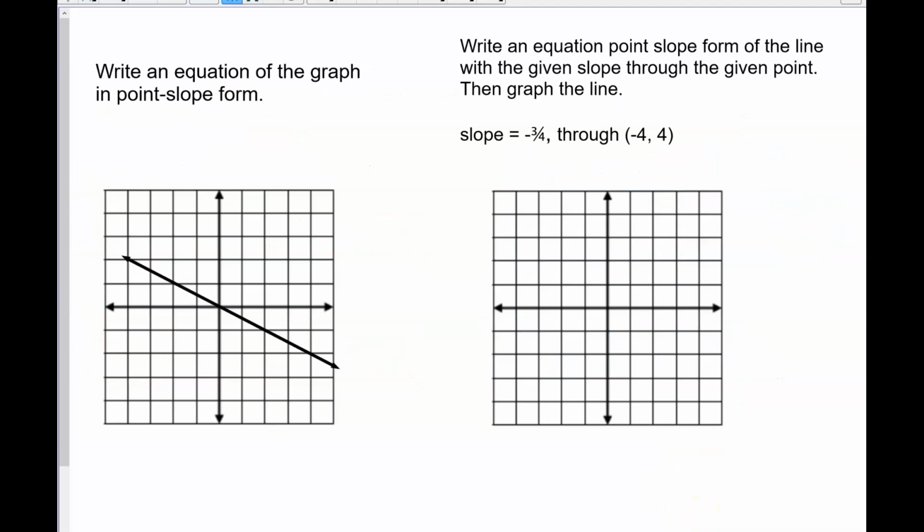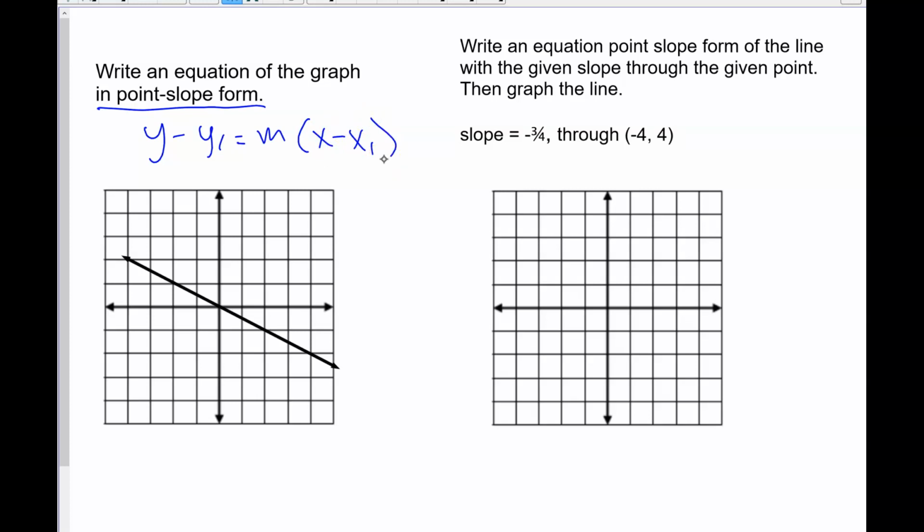All right, so now we're looking at actual graphs here, right? And it says write an equation in point-slope form. Point-slope form is what I'm looking at here when I answer this question, okay? And so remember, when we're in point-slope form, we're thinking y minus y1 is equal to the slope times, in parentheses, x minus x1. So I need a point that's on the line, and I need my slope.